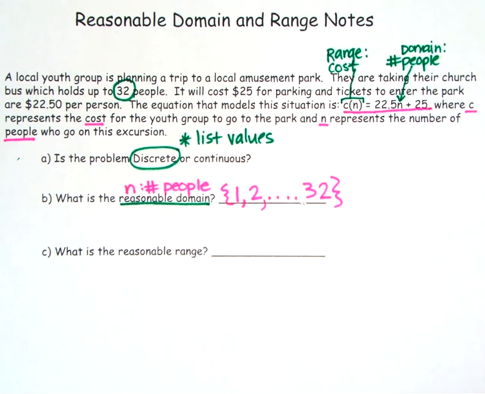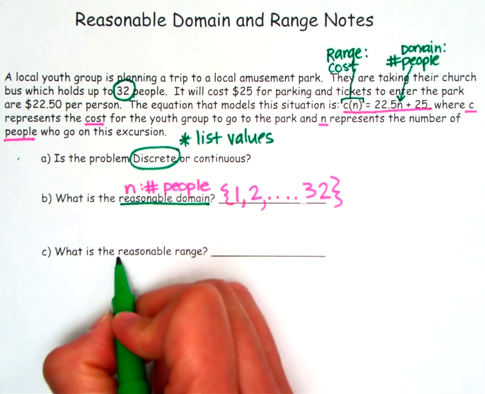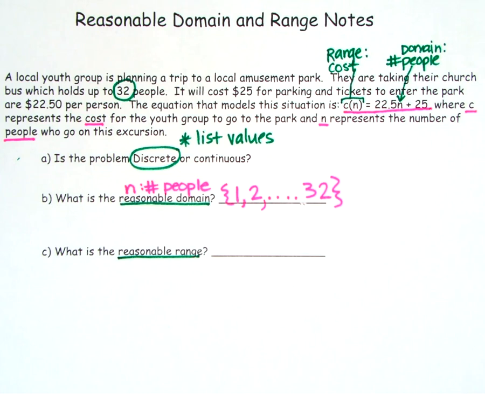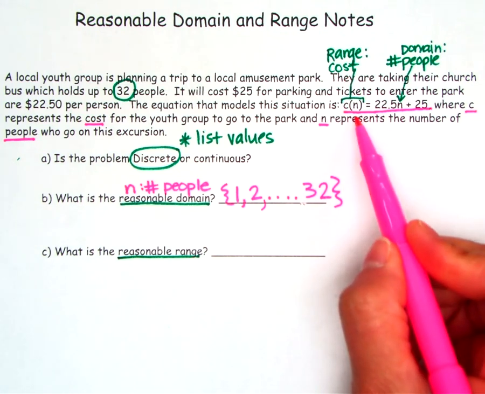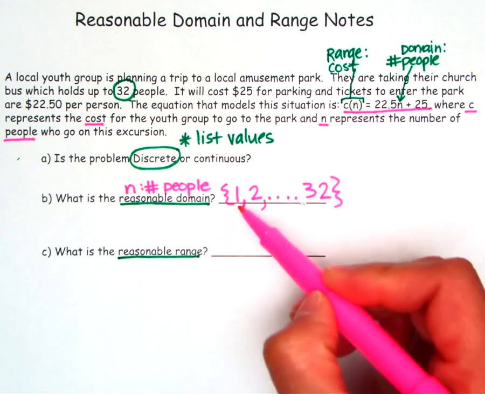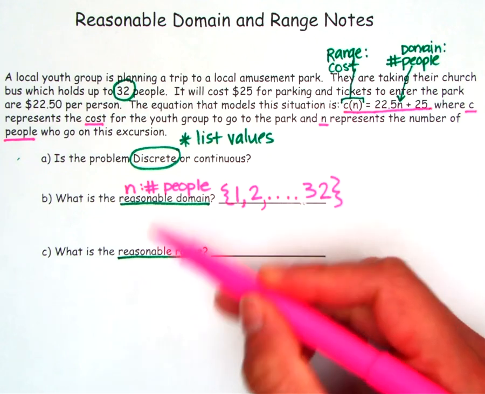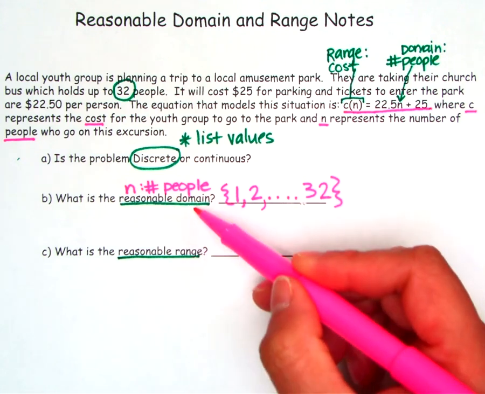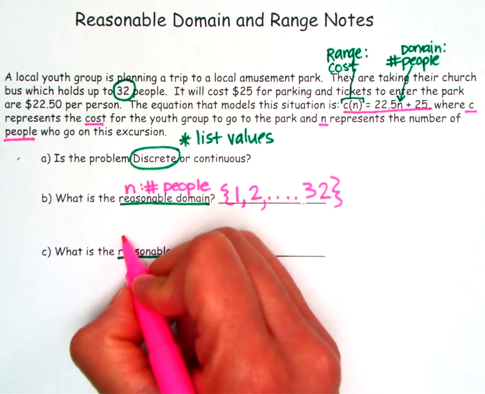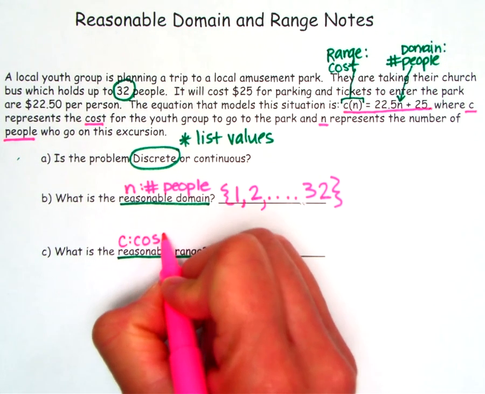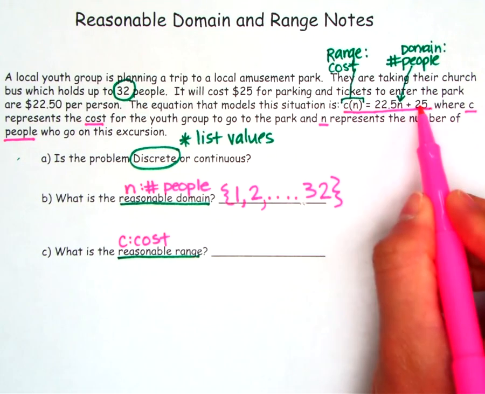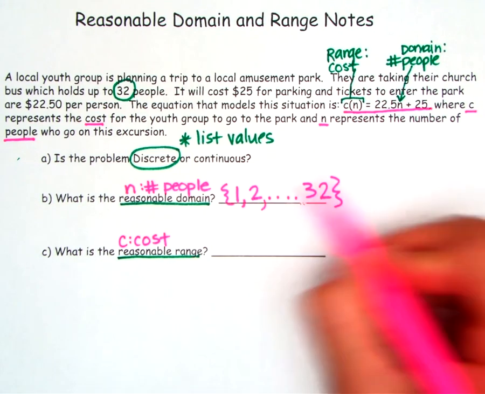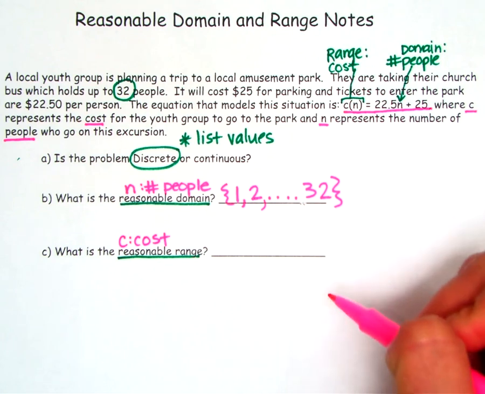Now let's go ahead and come up with a reasonable range. Well, here the situation is discussing the cost to be the range. So the cost depends on the number of people going. The cost is dependent on the domain. So because our range depends on the cost, we need to take this equation and plug in those values for x to identify what the reasonable range would be.